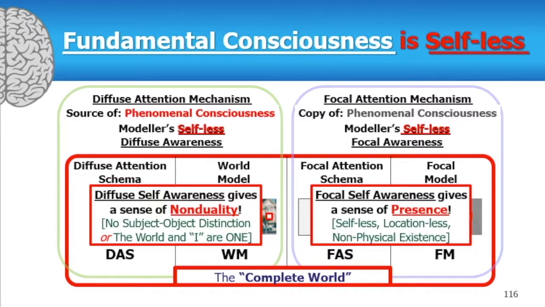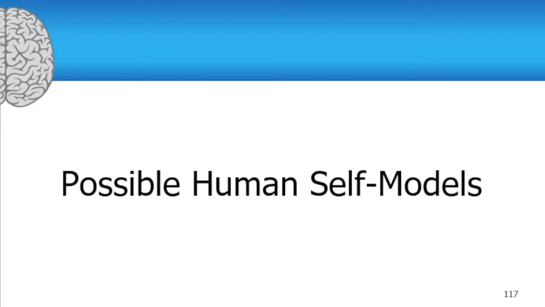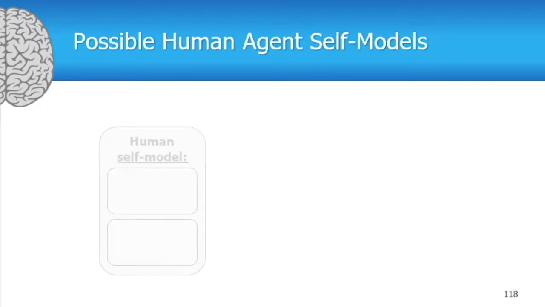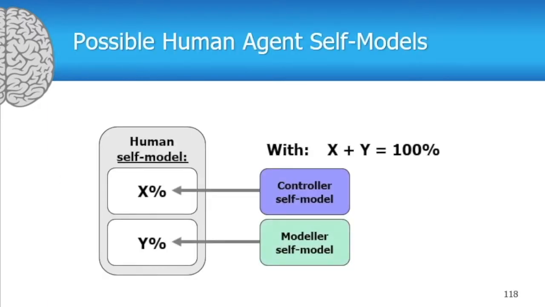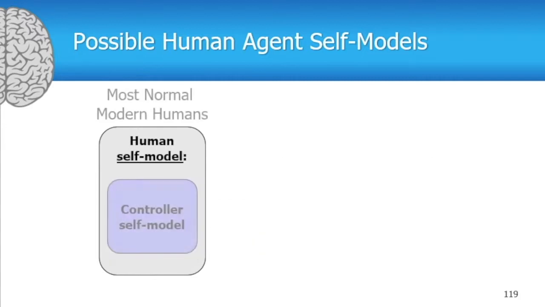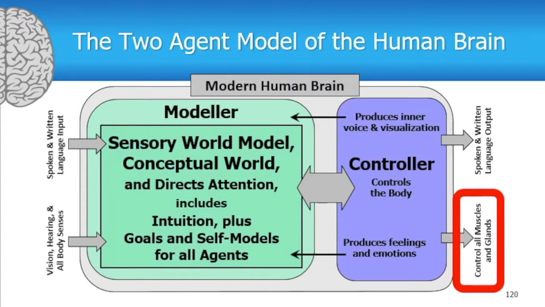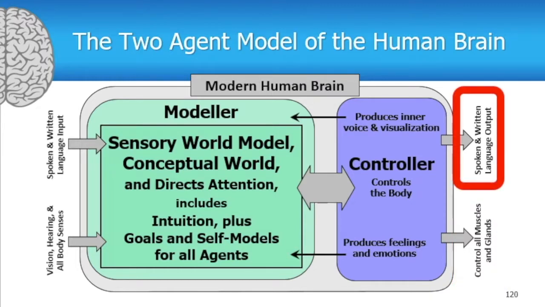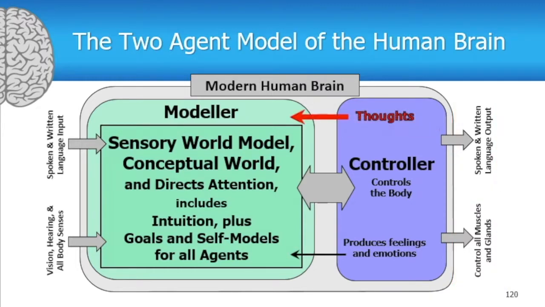Now let's go on to discuss possible human self-models. This human self-model has two slots that indicate the percentage of the controller's and modeler's self-models that are contained in the human self-model. I claim that most modern, normal humans identify completely with the controller. This means the normal modern human is sure that they control the body directly, and that they produce all language output, and that they are the source of their thoughts, and that they are the cause of their feelings. This normal modern human identifies completely with the controller.